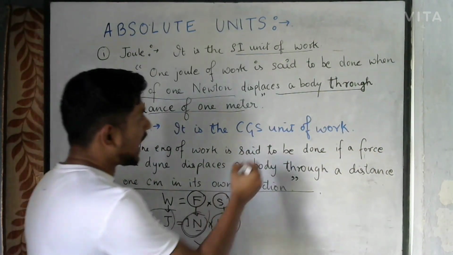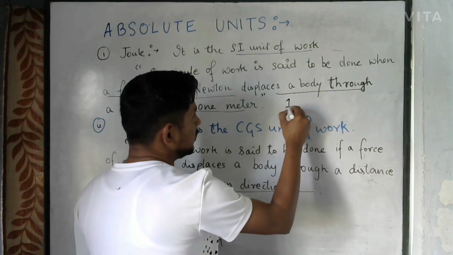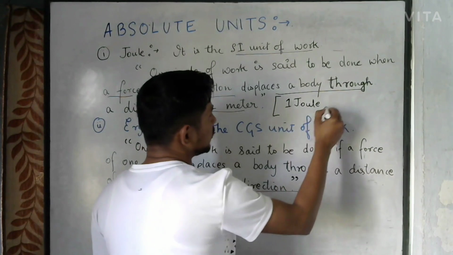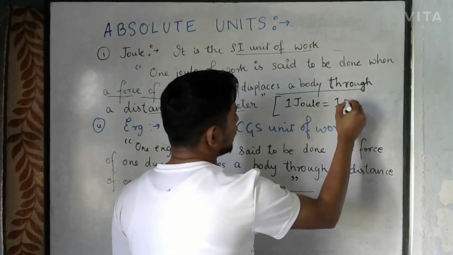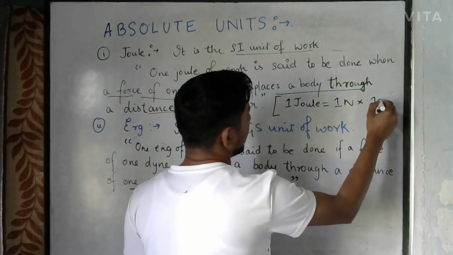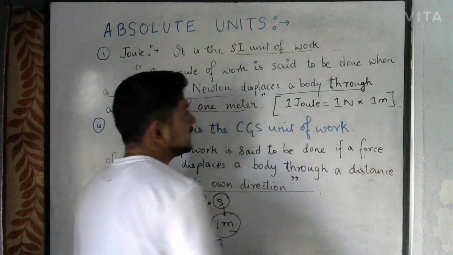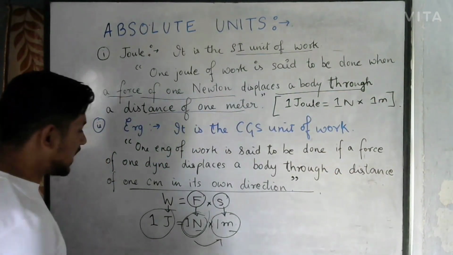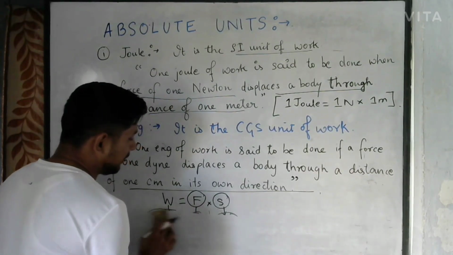So I can write 1 joule, I'm just writing it here: 1 joule equals 1 Newton into 1 meter. Okay, this is the case, right? Done. Now, in the same way, let me go for the other one.